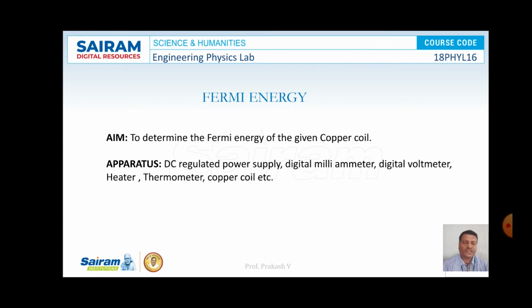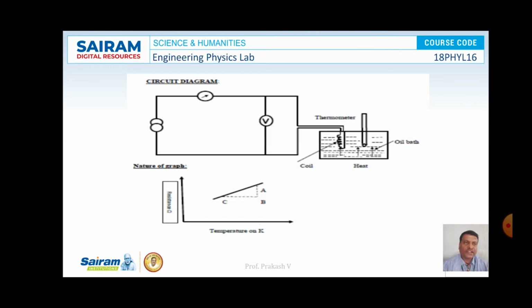Apparatus required here is DC regulated power supply, digital milliammeter, digital voltmeter, heater, thermometer and copper coil. And this is the schematic circuit diagram of the experiment, and here we are going to use a milliammeter, voltmeter and a copper coil immersed in hot water, and then a thermometer. That's what the picture shows, and also a power supply will be used.